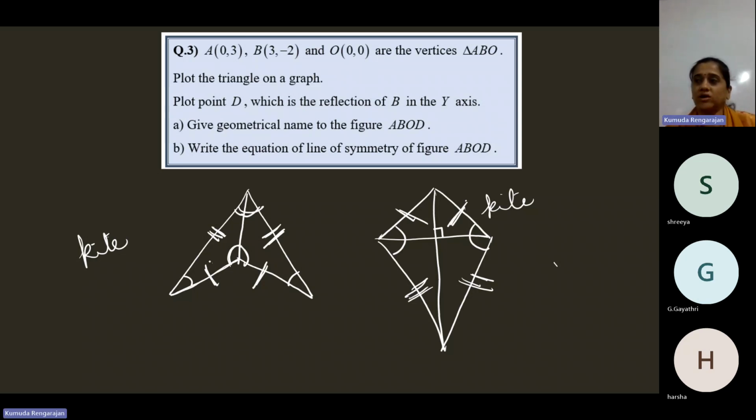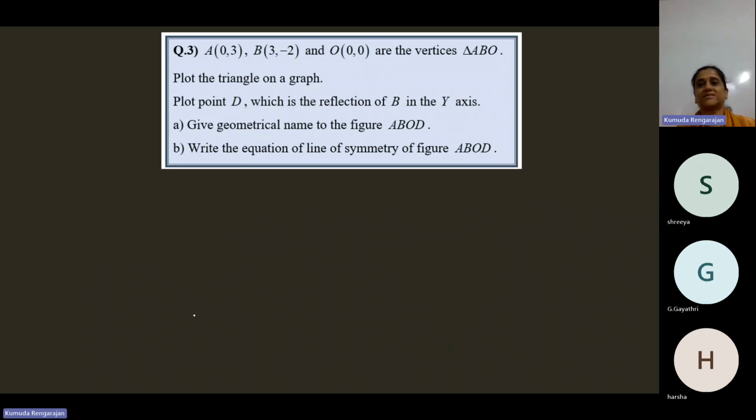Because these two pieces are congruent. These two pieces are identical. When you fold it, this one will sit over this. Okay, it's a kite. That's all it is. We'll see more properties. We have the chapter quadrilaterals. We'll see.